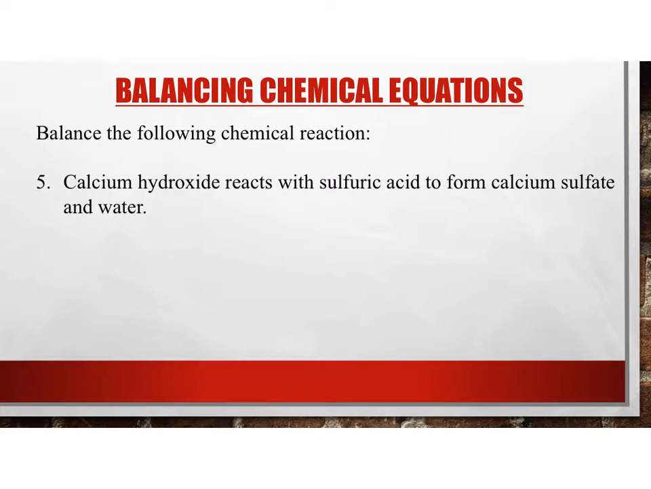I have calcium hydroxide reacting with sulfuric acid to form calcium sulfate and water. I'm going to scoot over here a little bit because this is a longer one. Calcium is a 2+, hydroxide's a 1−. So Ca(OH)2 reacting with sulfuric acid.